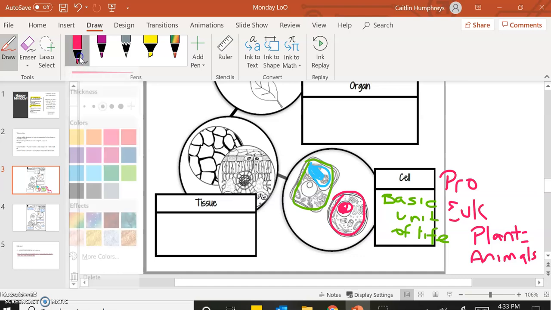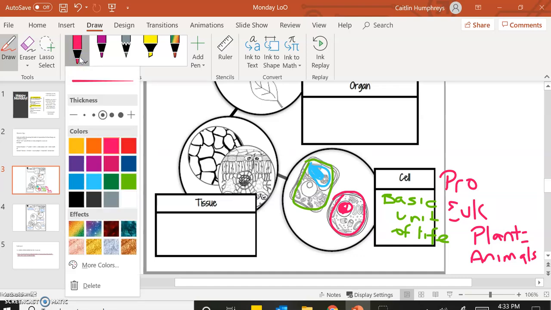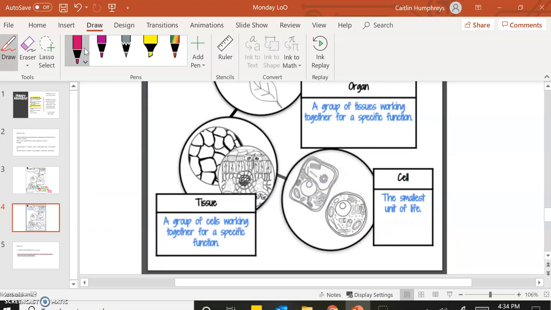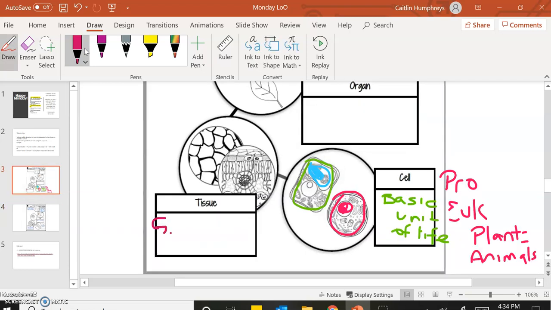And like we talked about in class, groups of cells come together to make a tissue. So a tissue is a group of cells that work together for a common job.